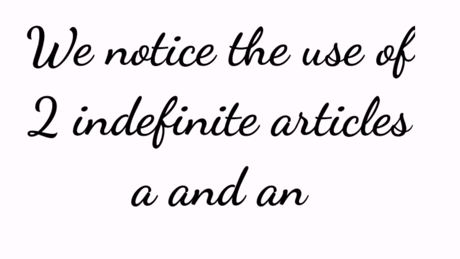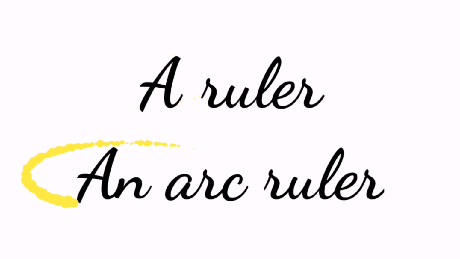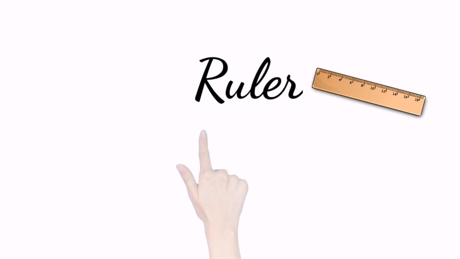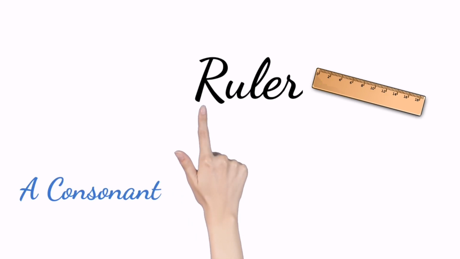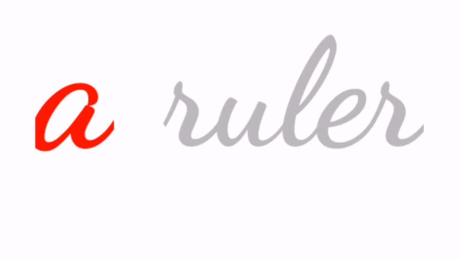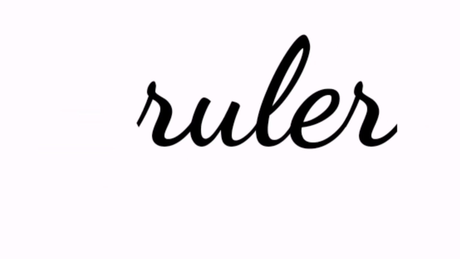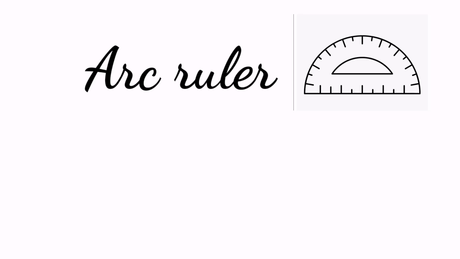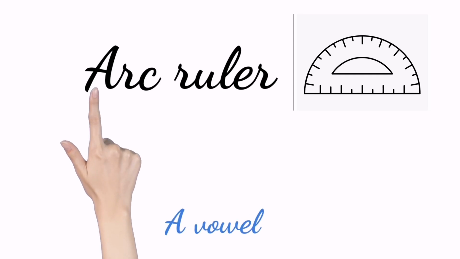So here we notice the use of the articles a and an. For example, a ruler, an arc ruler. Ruler starts with the consonant R. That's why we use the article a. A ruler. Arc ruler starts with a vowel, A, so we use an arc ruler.